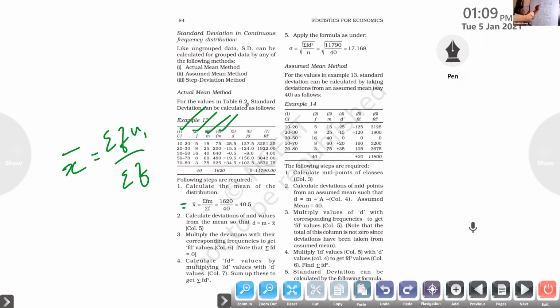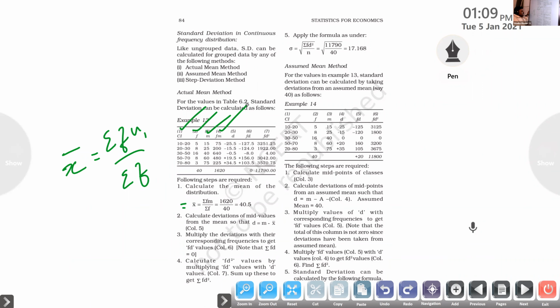Next step, FM. Okay, fourth one, FM. What is that FM here? 5 into 15, 75. 8 into 25, 200. Next one, 16 into 40, 640. 8 into 60, 480. Next one, 3 into 75, 225.